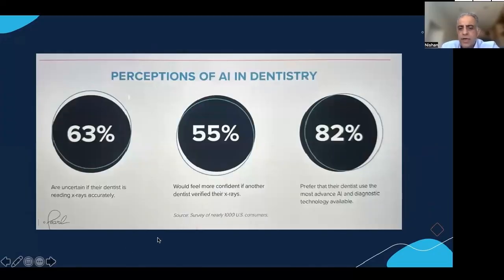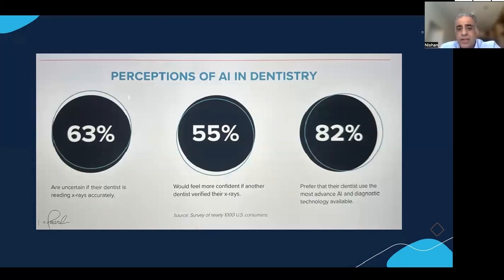So this data that Pearl have found is from 1,000 US consumers. So it is a bit American centric, but it does apply to the UK as well. 63% of patients are really uncertain if their dentist is reading their x-rays accurately, and that goes down to them not understanding what they're seeing. 55% of them would feel more confident if another dentist verified their x-rays, especially when you say to someone you've got decay in your mouth and they've been told there's nothing wrong.